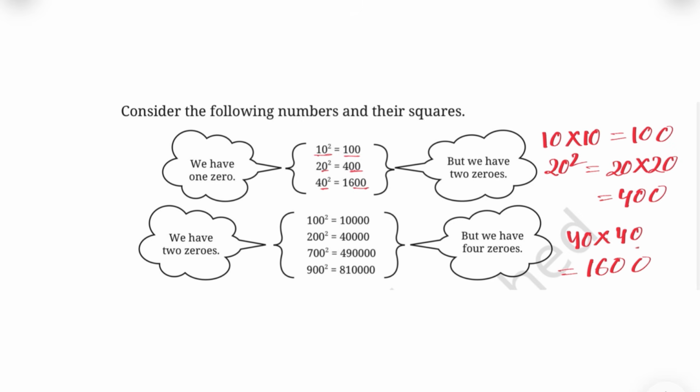Here we can see the numbers end with 1 zero, but their squares end with 2 zeros. Similarly, in all these cases, we can see the numbers end with 2 zeros, while their squares end with 4 zeros. So in the squares, the number of zeros is getting doubled. From this, we can conclude that if a number ends with n zeros, its square will end with 2n number of zeros.